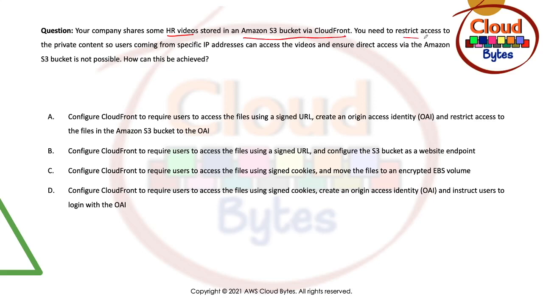You need to restrict access to the private content so that the users coming from specific IP addresses can access the videos, and ensure that direct access via the Amazon S3 bucket is not possible. How can this be achieved? Now, this is a very specific scenario, and this has been asked multiple times.